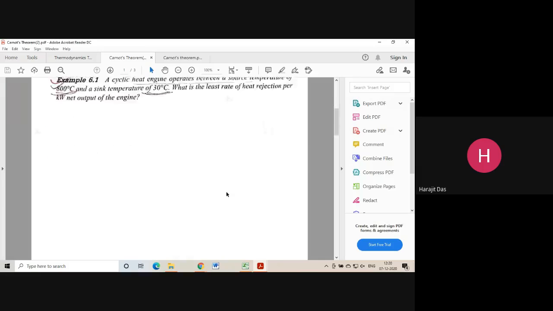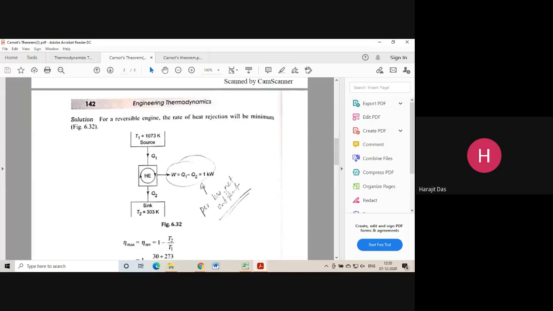For this question, how will we proceed? We will first make this diagram, then only you will be able to see what are the things given, what are the things you need to find out, and what is the concept behind this problem. It will be a reversible heat engine because the rate of heat rejection will be minimum, isn't it? Because if this is minimum, then only this ratio W by Q1 will be maximum.